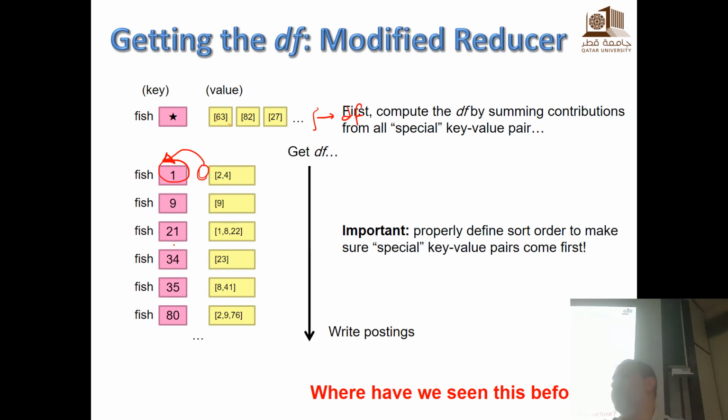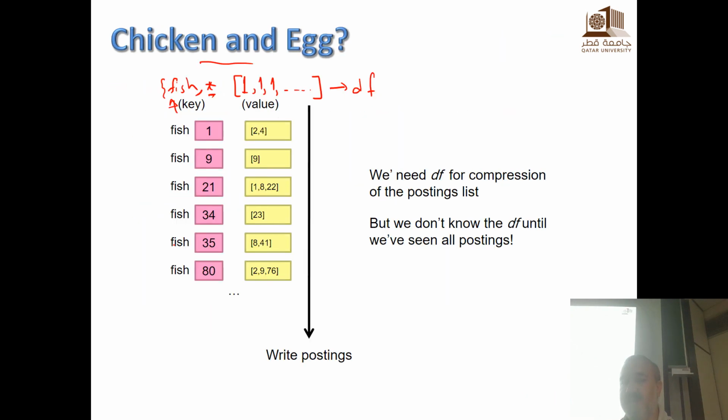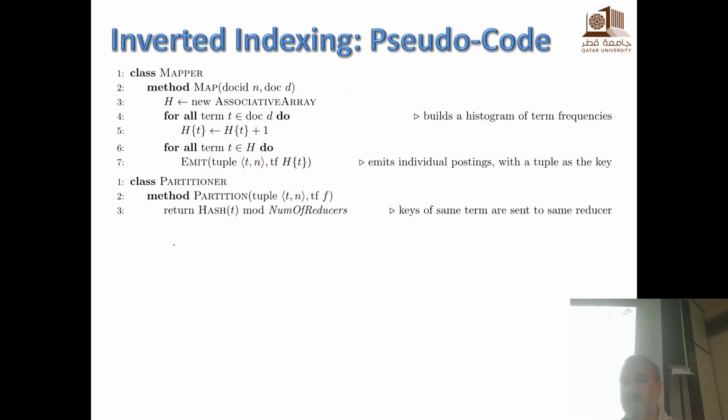Of course, you can also do in-mapper combining. It's not seen here, but it can be done, right? As we saw before. I don't think we can. Can we? Because each mapper will produce just one. Okay, let's check. This is the mapper, right? Can we do any in-mapper combining?